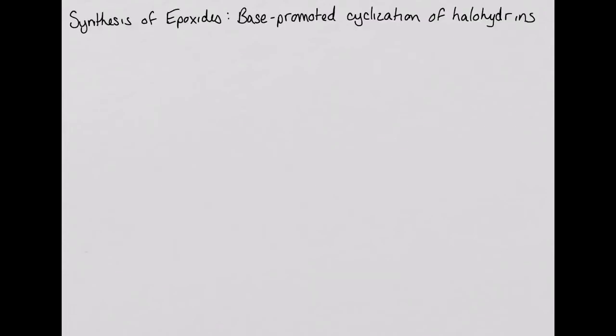This video will cover the synthesis of epoxides through a base-promoted cyclization of halohydrins. The mechanism of this reaction is just like that of the Williamson ether synthesis. The difference is that the nucleophile and the electrophile are both in the same molecule, a molecule of halohydrin. Remember that we talked about the synthesis of halohydrins last semester.